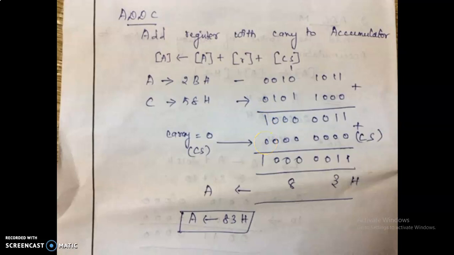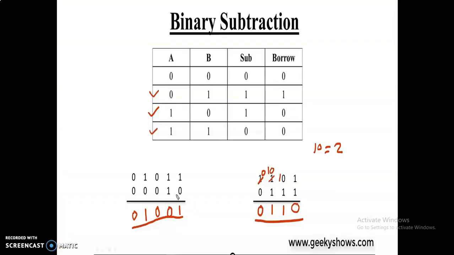So this is the example of ADC. ADC means add the register plus the accumulator plus the content of the carry flag also. The final value is stored in the accumulator.